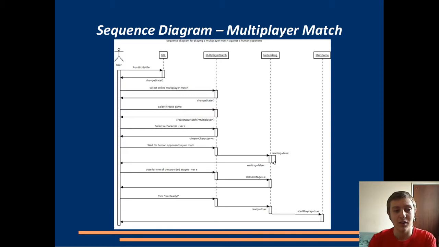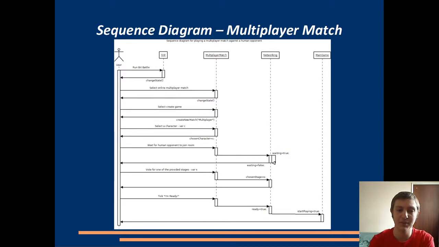So obviously, as before, the user runs the game, so run bit battle, then the GUI class will change the state, so now we're at the GUI, or the main game state, or the main menu state, depending on what you want to call it. And now the user will select an online multiplayer match, because obviously we're doing a multiplayer match this time around. Obviously you change the state now to multiplayer match to let the game know that you want to play multiplayer match. So now, because we're doing a multiplayer match against a human opponent, we want to set one up rather than actually join one.